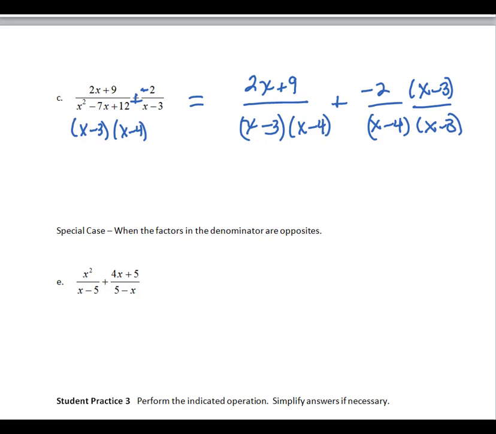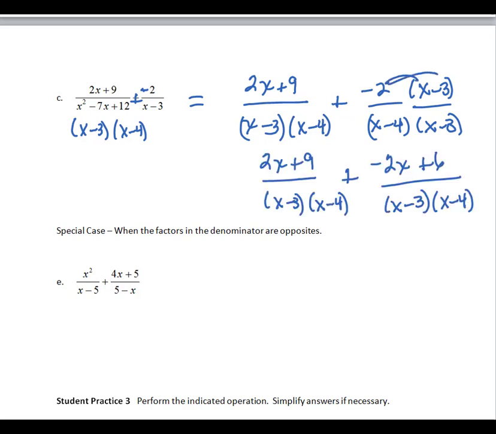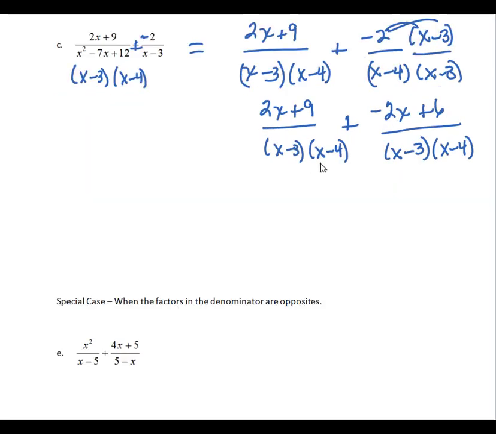I now need to distribute the negative 2. Now that I've distributed the negative 2, I want to combine like terms. The 2x and the negative 2x are going to cancel each other out. And so I end up with 15 over x minus 3 times x minus 4.